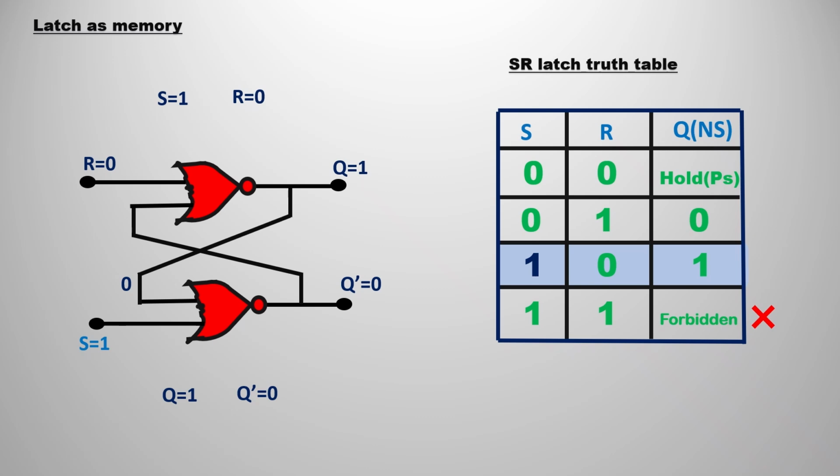In the next one, the set is 1 and reset is 0, meaning S is 1, R is 0. The output Q is equal to 1, you can see in the truth table. As S is dominating, S is 1, the output would be 1. So we can see from the truth table it is clarified. Now remove the truth table.